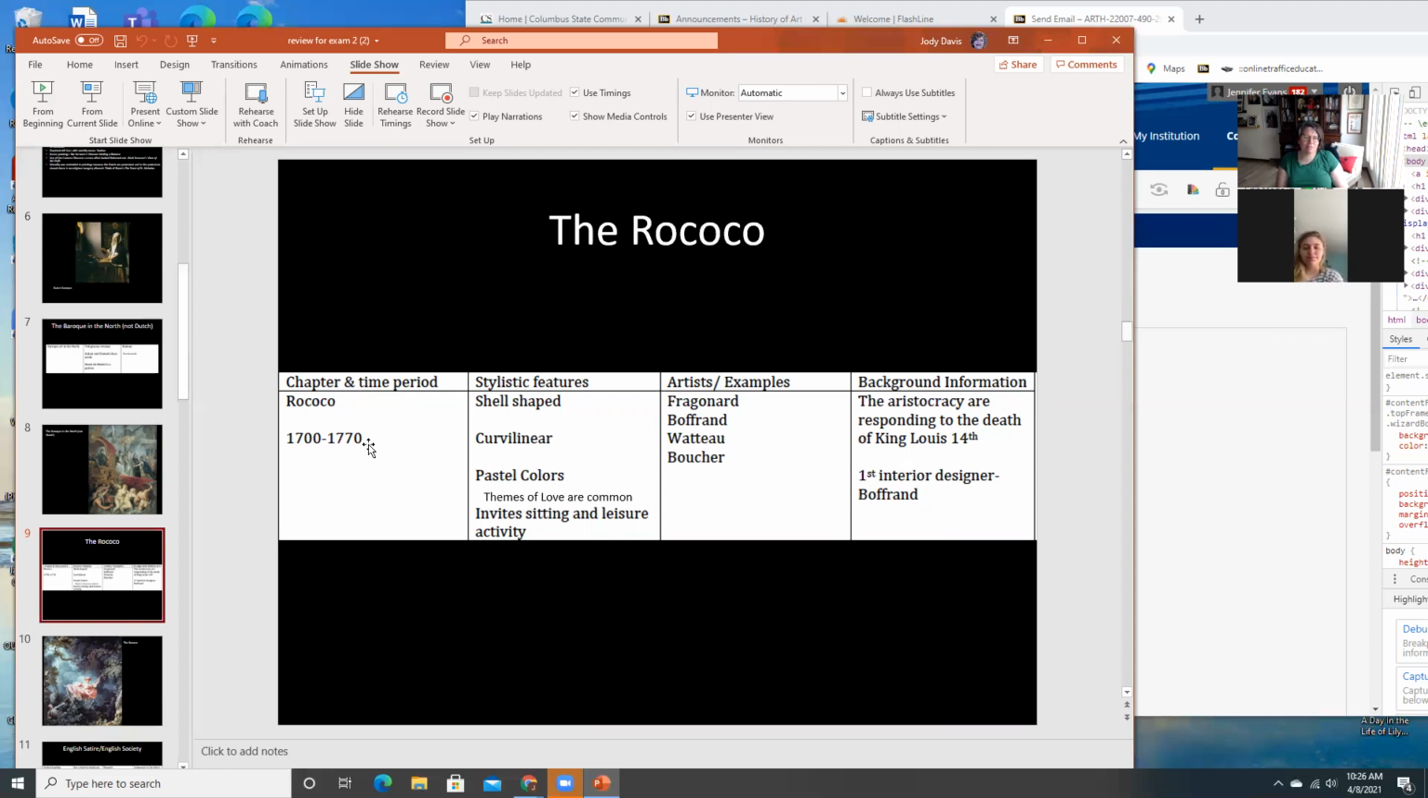Okay, back to stylistic features. In that shell shape, we get this nice curvilinear form. Pastel colors are common, and there are themes of love and hedonism. The works invite a sense of sitting and leisure activity. Artistic examples or artists who followed in the Rococo tradition were Fragonard, Watteau, Boucher, and Beaufront. Beaufront was the very first interior designer.